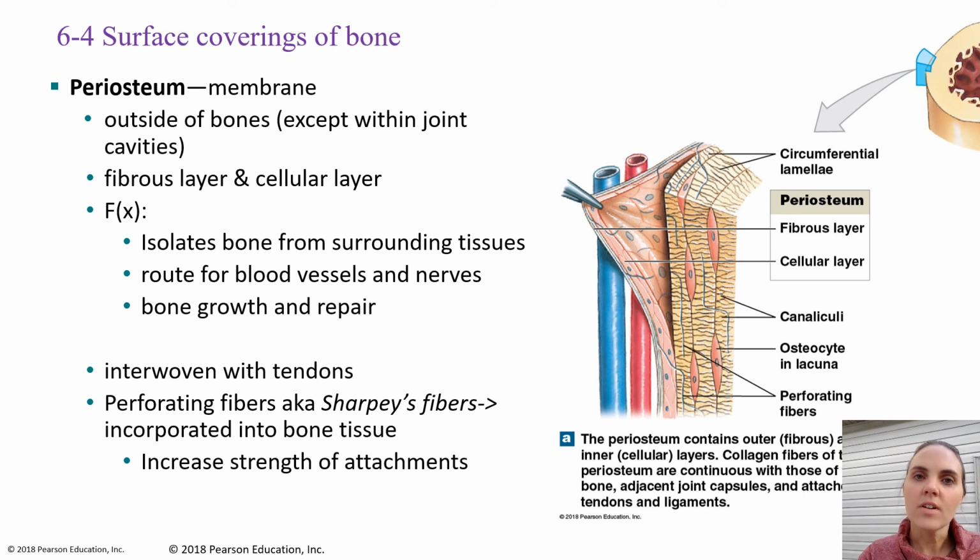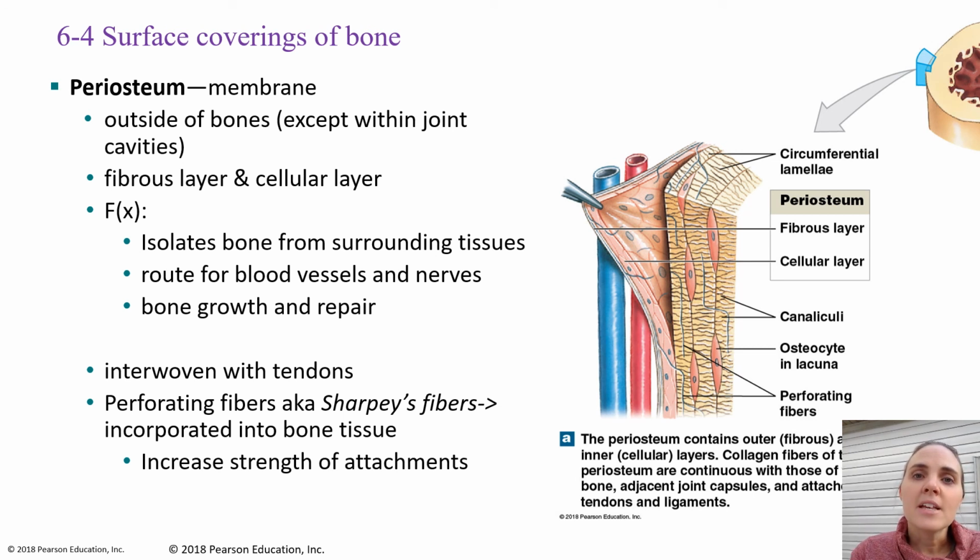There are two kinds of coverings on bone. We have the periosteum on the outside and endosteum lining the inside. The periosteum we find covering the outside of bones except in joint cavities. Where we have a joint, the periosteum becomes continuous with the connective tissue holding the bones in place. So if we have a synovial joint, the fibers of the periosteum become interwoven with the fibers of the joint capsule, and we'll look more closely at joints in the next chapter.